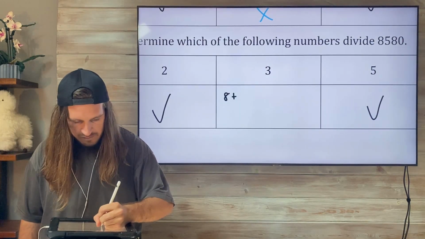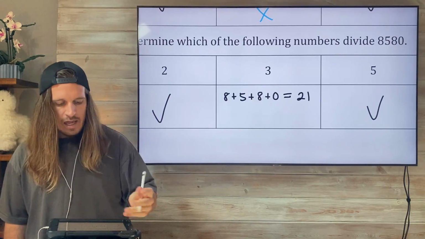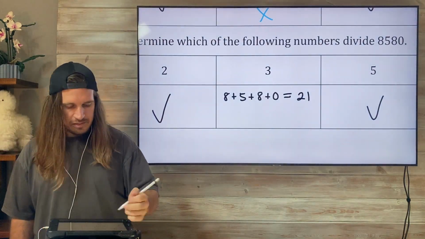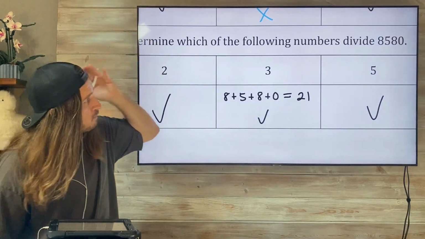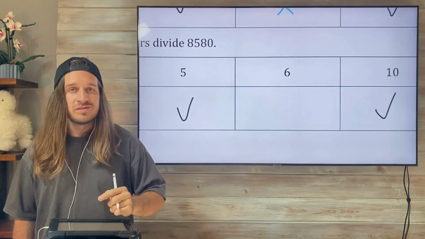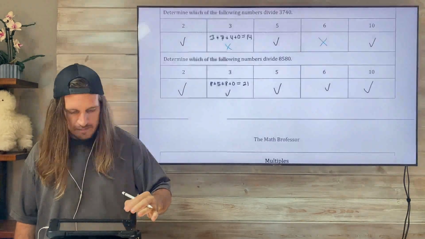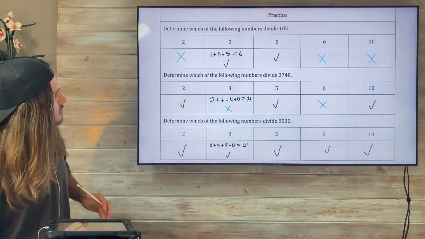8 plus 5 plus 8 plus 0, that is 21. And 21 is divisible by 3, so this number is divisible by 3. And since 2 and 3 both divide 8580, so will 6. So this last number was divisible by all 5, right? So there you go. Those are the solutions to those.